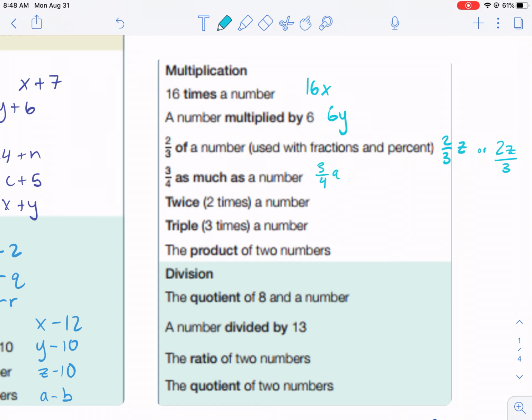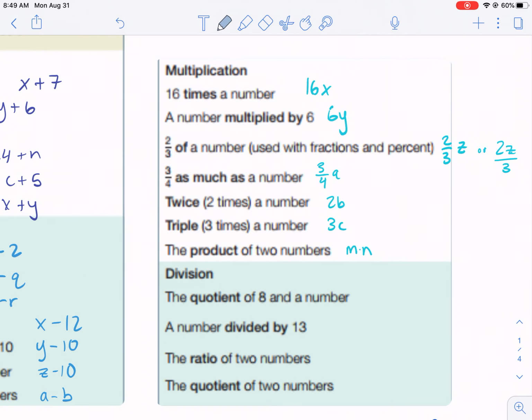Twice a number. 2 times a number. Well, that's the same thing as 2 times b, or any number, any variable. Triple a number. Well, that's 3c. The product of two numbers. Well, we could call this m times n. m and n.